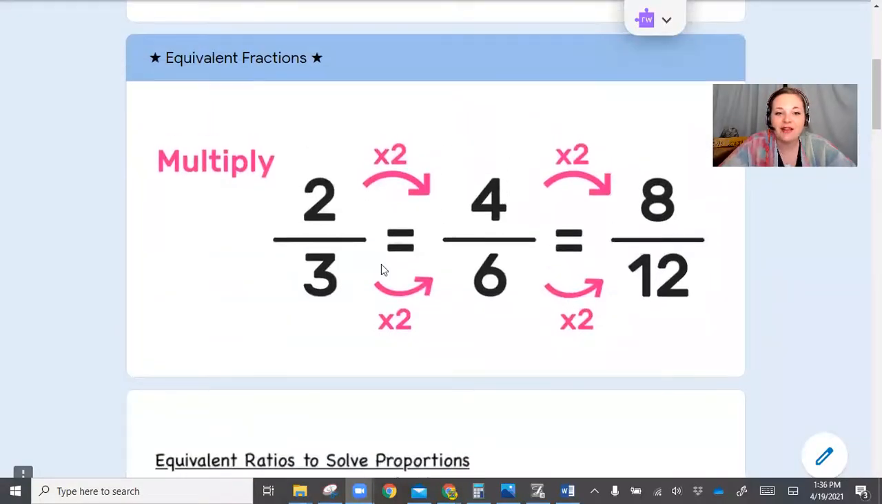Hello, let's go ahead and share our screen. With equivalent fractions, you are going to start with a given ratio, 2/3, and you're going to either multiply or divide that to get your next fraction, or your equivalent fraction.